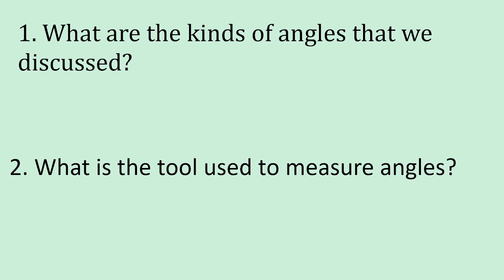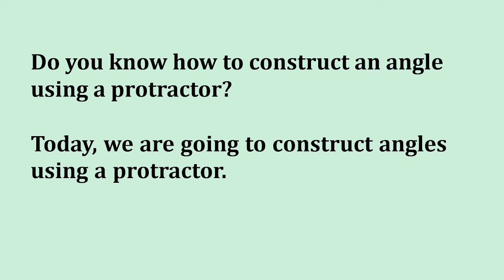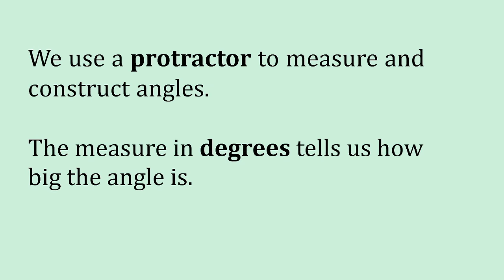Day 4. What are the kinds of angles that we discussed? Right angle, acute angle, and obtuse angle. What is the tool used to measure angles? The answer is protractor. Do you know how to construct an angle using a protractor? Today, we are going to construct angles using a protractor. We use a protractor to measure and construct angles. The measure in degrees tells us how big the angle is.